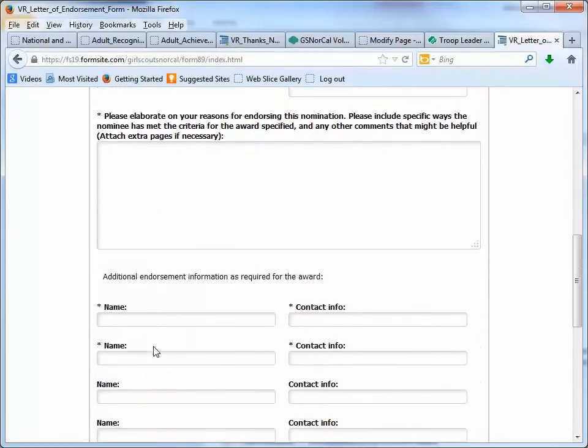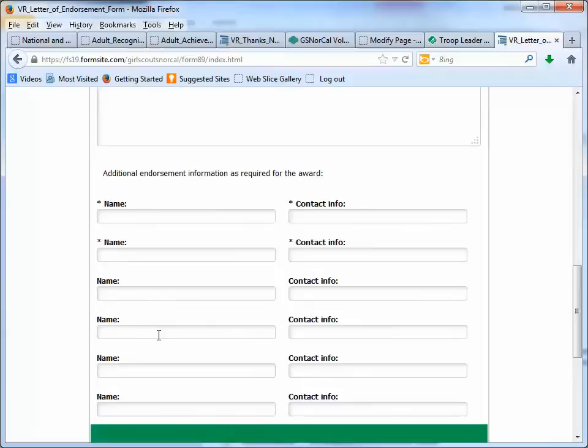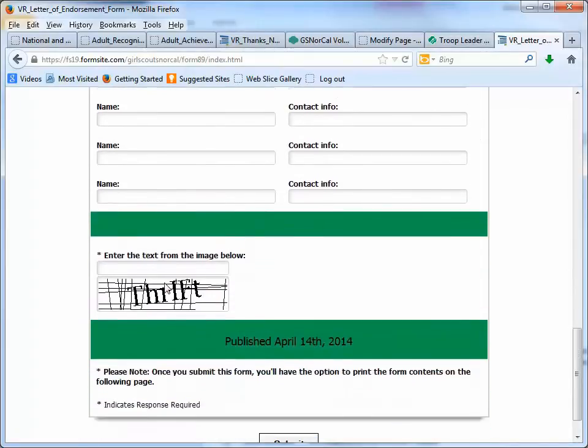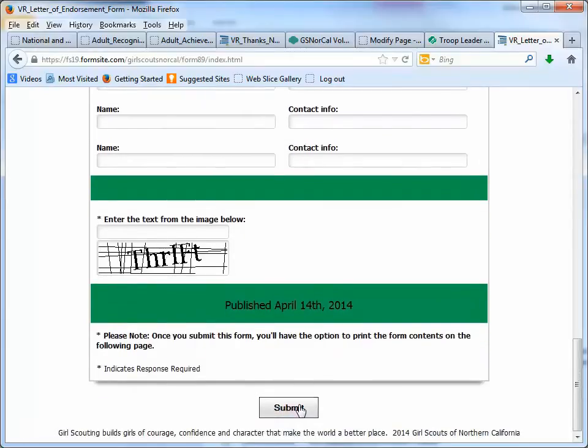Then you will provide the names of additional people who will agree to the letter of endorsement. You only need the number that is required for each award. So the Thanks Badge needed 4 names and contact information. The Appreciation Pin needed 2. You'll want to make sure that you either look at the awards at a glance or the requirements for each award and only provide the names and contact information for the endorsers that are required. Then you'll enter the security CAPTCHA and submit your letter of endorsement.